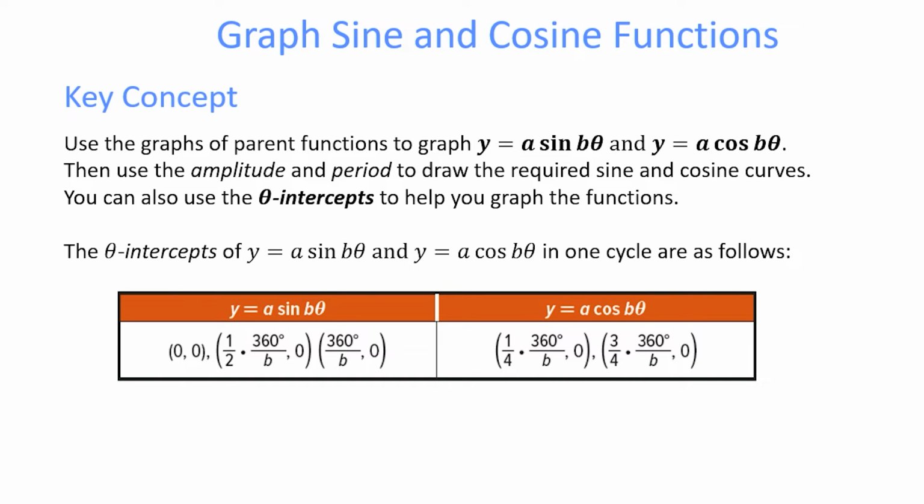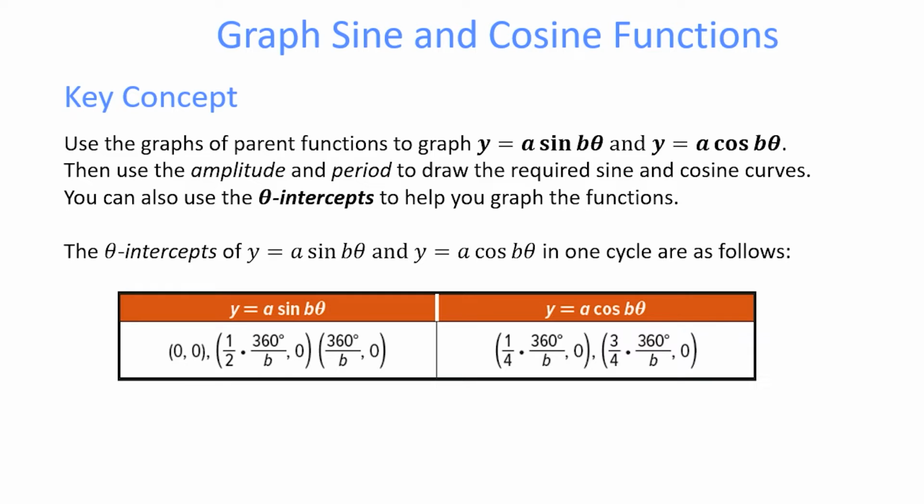Now let's use the graphs of parent functions to graph y equals a sine b theta and y equals a cos b theta. Then use the amplitude and period to draw the required sine and cosine curves. You can also use the theta intercepts to help you graph the functions.